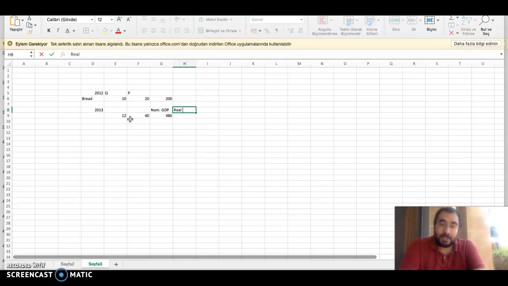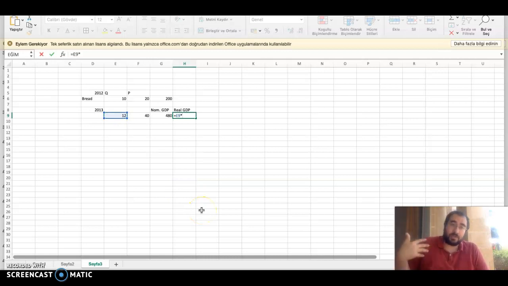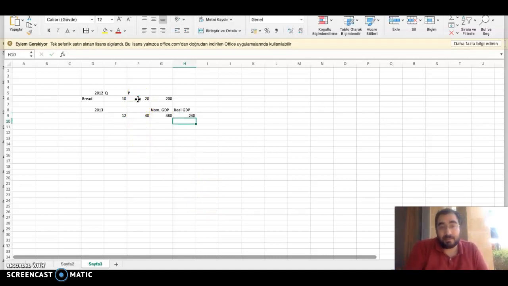In the case of real GDP, we take a base year and use the prices of that year. When we calculate the value added by the bread, for example in 2013, we use the quantity of 2013, but the price of the base year, which is, let's say, 2012. In that case, our GDP will be 240, which is now exactly equal to the increase in the quantity level.